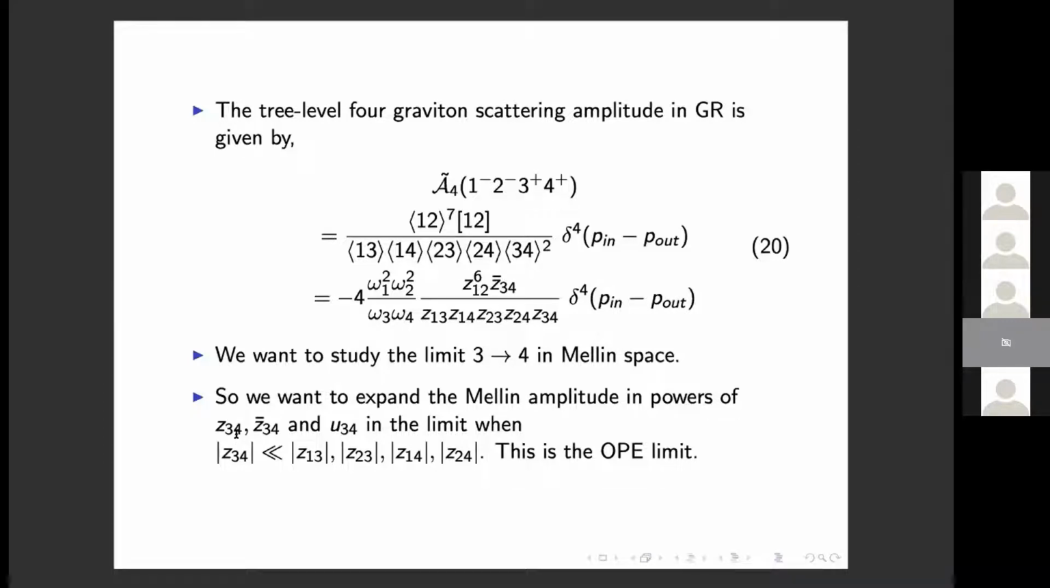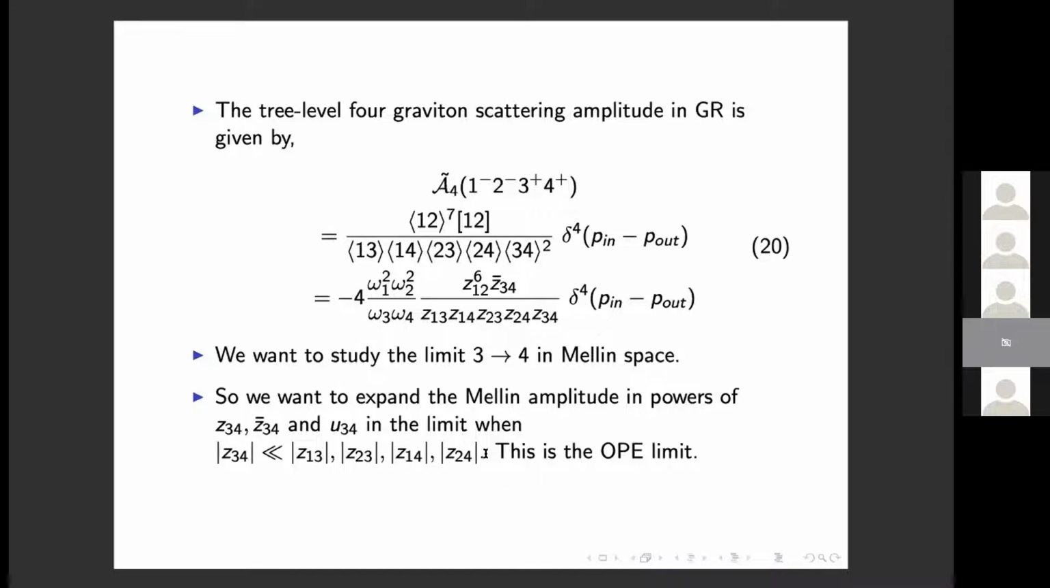And the point is that we want to expand the Mellin amplitude in powers of z34, z bar 34, and u34, when mod z34 is much less than all of these, that is z13, z23. Which is the standard OPE in 1, 2, 3, 4. So mod z34 is much less than z13, z23, z14, and z24.